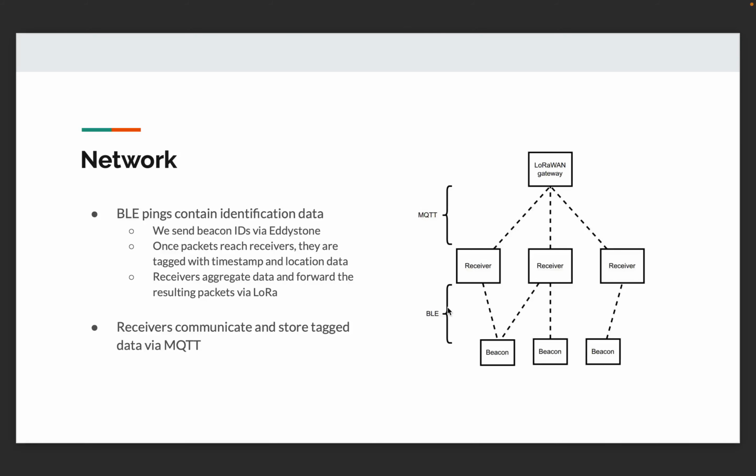Finally, we have a look at the network structure. Nothing has changed, so we have our beautiful beacons that will ping every second, and our receiver will capture such pings, aggregate data, and then using the MQTT protocol send such data to Amazon AWS.